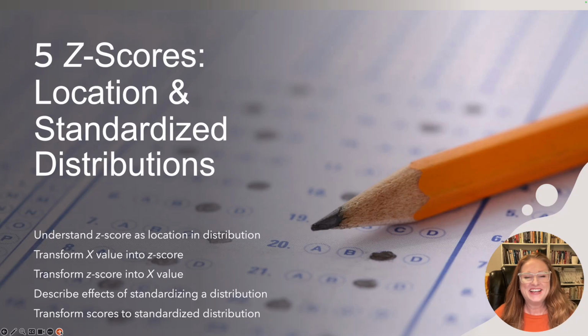Z-scores. In this lecture, we're going to talk all about Z-scores. So the location, what it means to have a standardized distribution. We are going to start talking about the location of a Z-score, how we transform scores, or X, right? The X values into a Z-score, transforming Z-scores into X's, X's into Z-scores. We're going to talk about describing the effects of standardizing a distribution, and then again, transforming scores into standardized distributions.